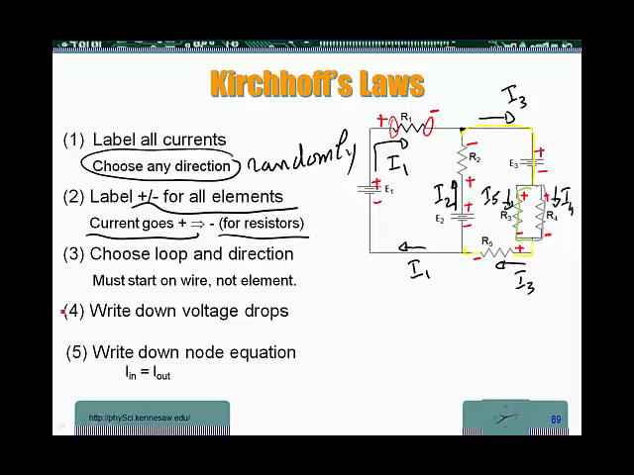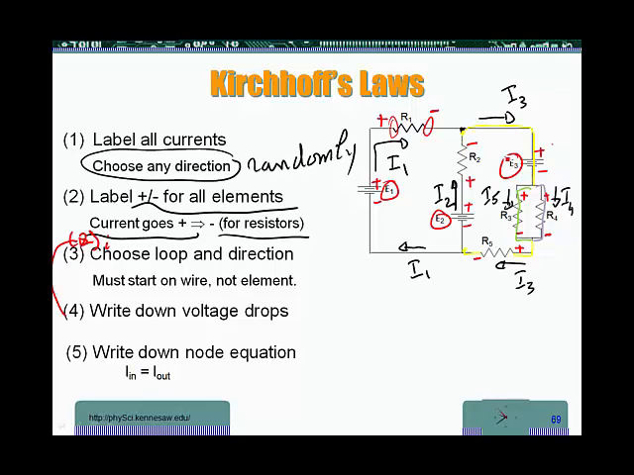Actually, probably it makes sense to have step 4 before step 3. Or actually a different version of step 4. Let's make it step 2 or 1 or whatever. So we are going to write the voltage drop for each of the elements that we marked. Now for E1, that's easy. It is just E1. It is already written. It should be given. For E2, same thing. For E3, same thing.